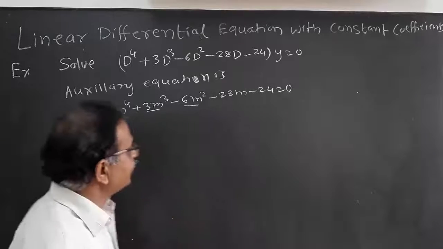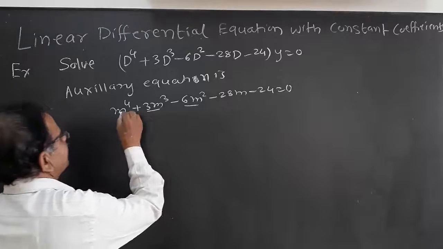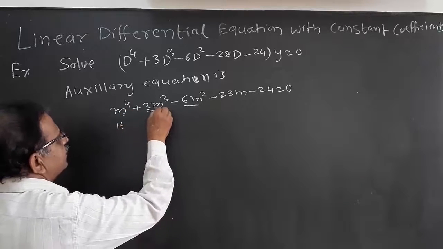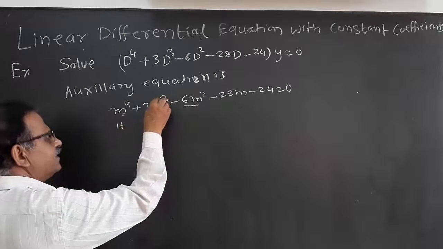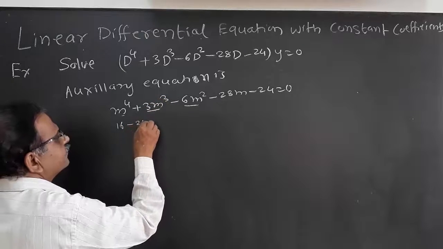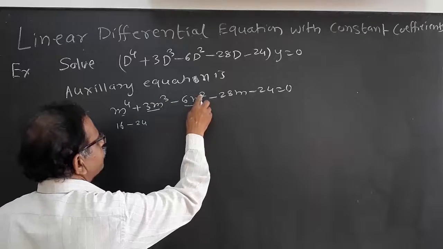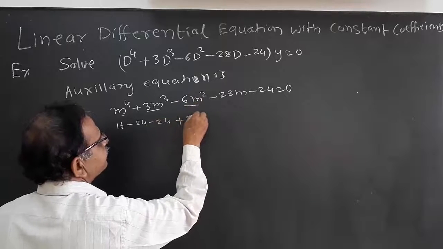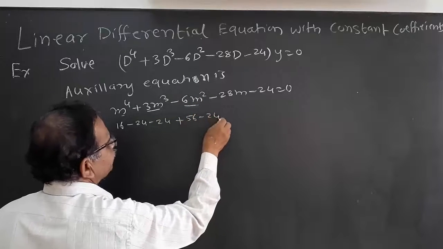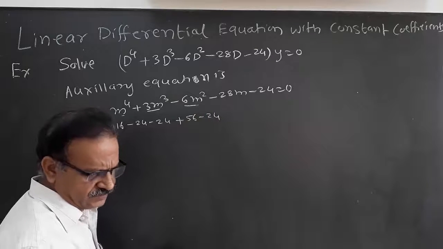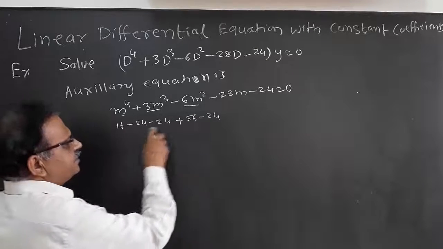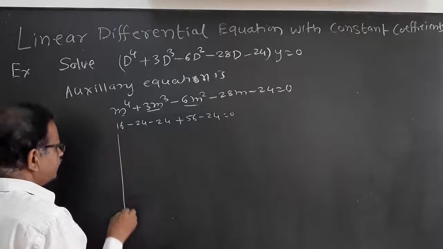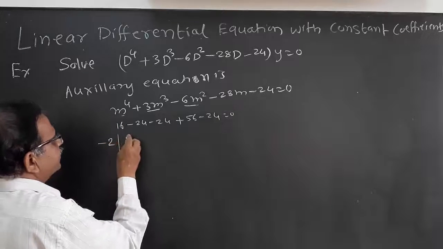If I put m equal to minus 2: minus 2 raised to 4, that is 16, minus 2 cube is minus 8, minus 8 into 3 is minus 24, minus 2 square is 4 into minus 6 is minus 24, plus 56 minus 24. Therefore, this is 0. Therefore, m equal to minus 2 is a root. So we shall use synthetic division for finding the others.